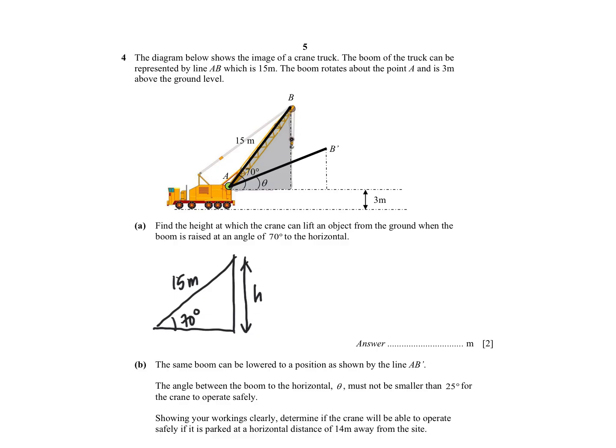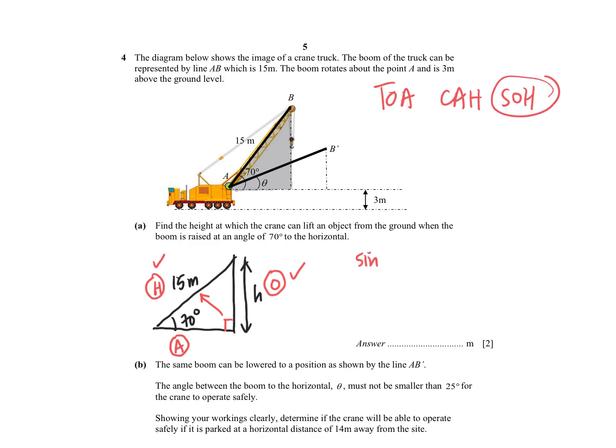They ask, can you find this height? So this is the height. Let's always identify the H, A, and O. So I want to find O, I have H. Use what? Toa, Cah, and Soh. Must know how to spell this. So I have O and H, must use sine. So sine of the angle 70 is O over H.